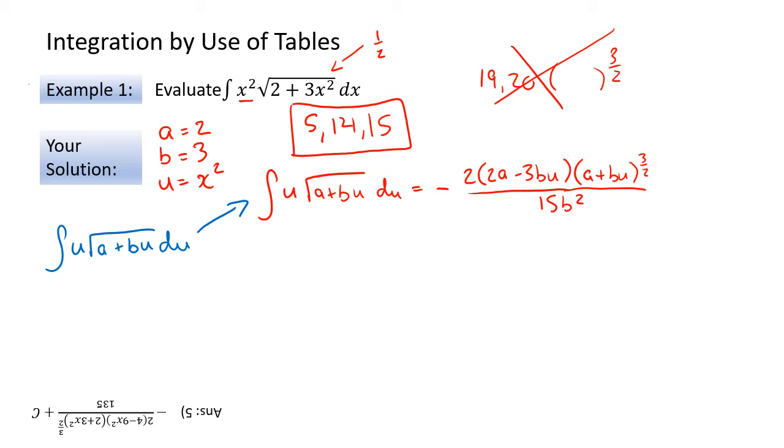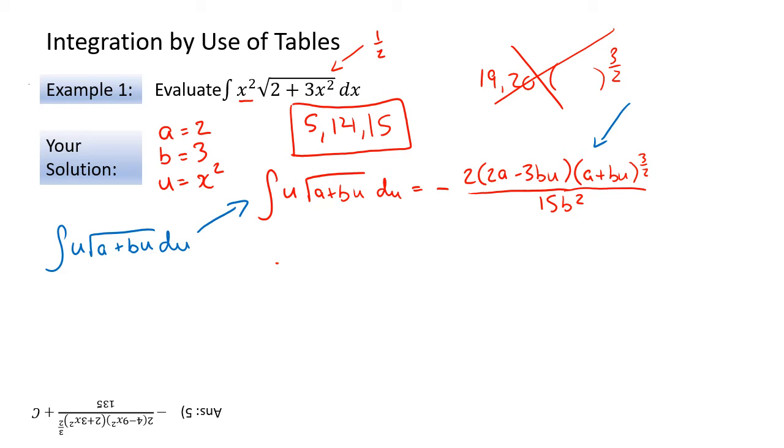So without having to look at 14 and 15, I know that this integral fits the formula. Okay, so once you do this legwork, I've written out this integral, you simply substitute your values in for a, b, and u into this equation.